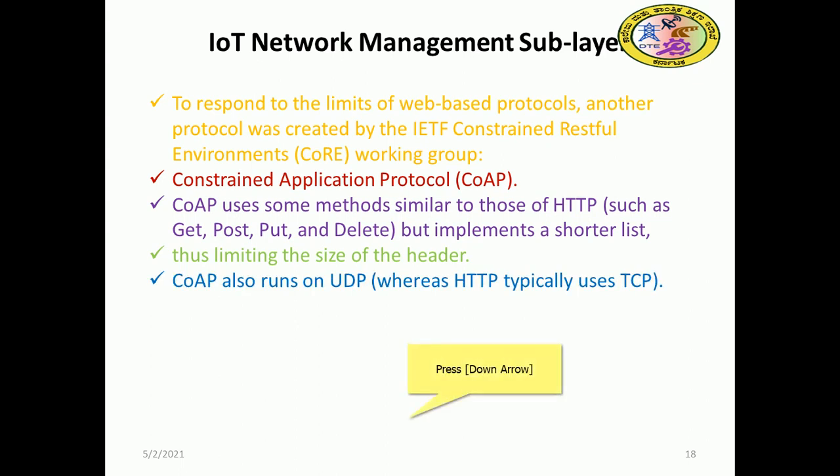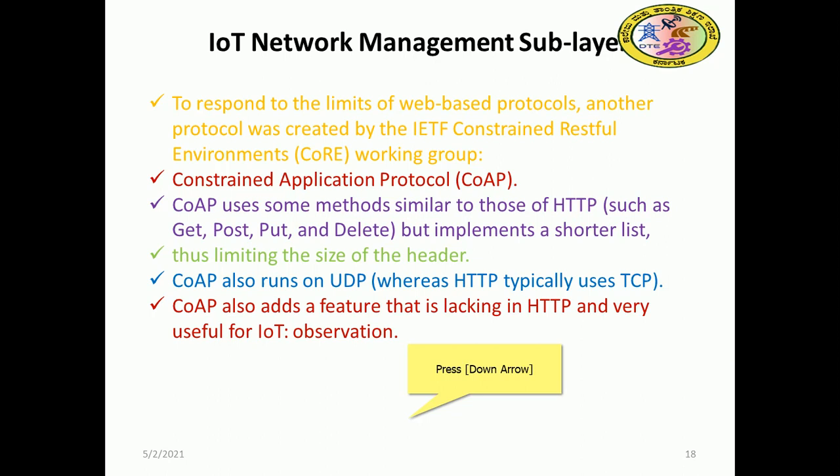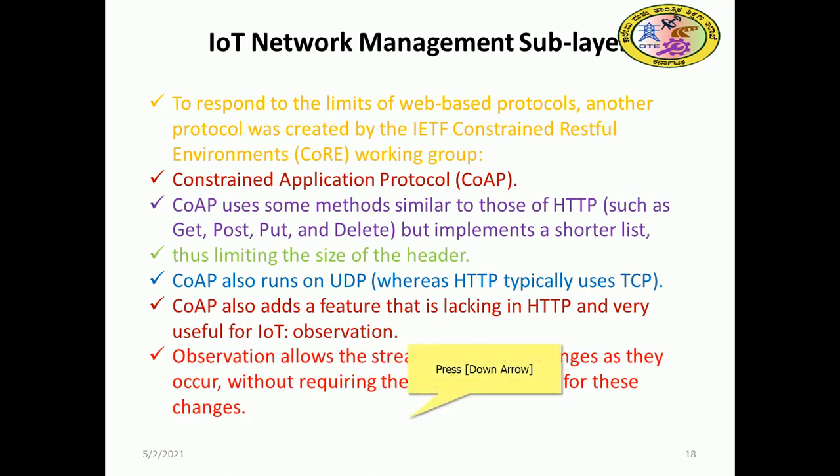CoAP also runs on UDP, whereas HTTP typically uses TCP. So that is a transport layer protocol. CoAP also adds a feature that is lacking in HTTP and very useful for IoT: observation. This is a special property that allows streaming of state changes as they occur, without requiring a receiver to query for these changes.